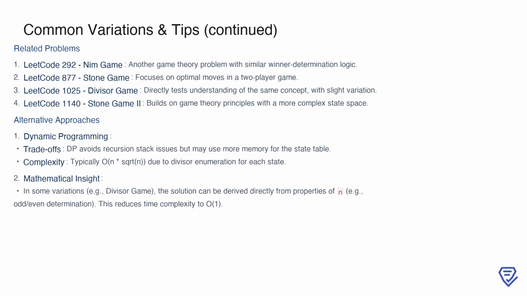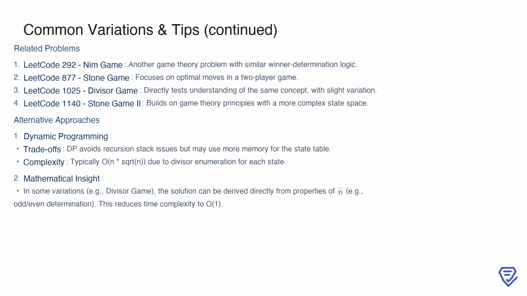In terms of related problems, there are several that build on similar concepts. LeetCode 292, the Nim game, is another game theory problem that involves determining the winner using logic similar to the divisor game. LeetCode 877, the Stone Game, focuses more on making optimal moves in a two-player setup. Of course, LeetCode 1025, the Divisor Game itself, directly tests your understanding of these principles.